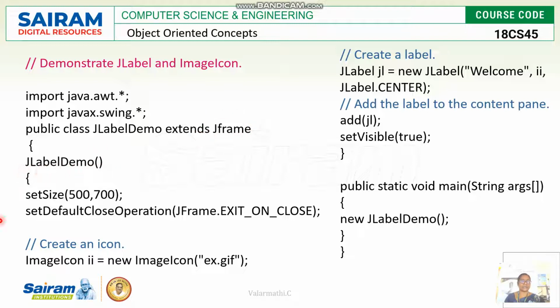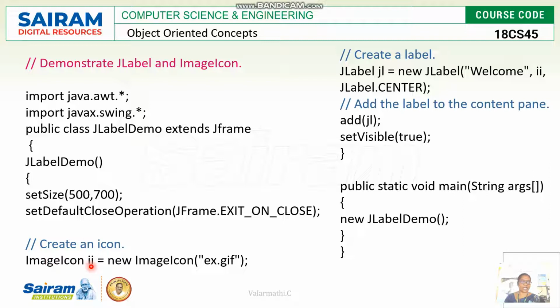Here JLabelDemo is the constructor name. The frame size is about 500 by 700. That frame should be closed whenever we are exiting from the frame, so it should close by default. This concept is done with the help of the method called setDefaultCloseOperation of JFrame.EXIT_ON_CLOSE. EXIT_ON_CLOSE is one of the attributes which tells that the closing operation will completely exit from the application. And to create an icon, we need to have one object for ImageIcon.